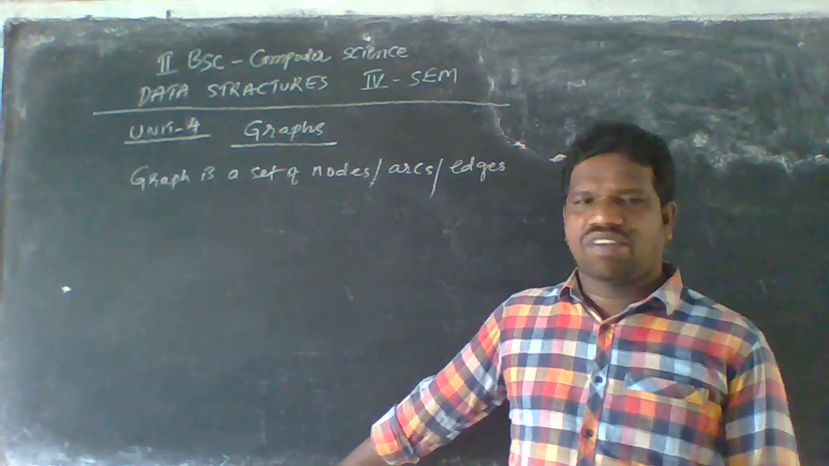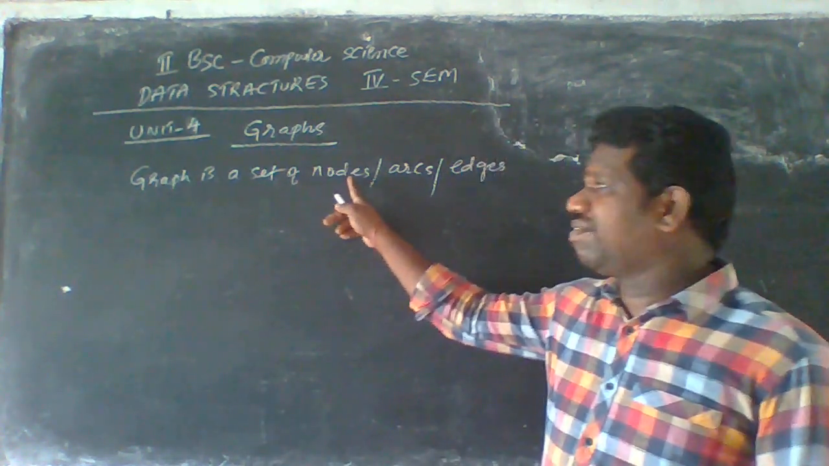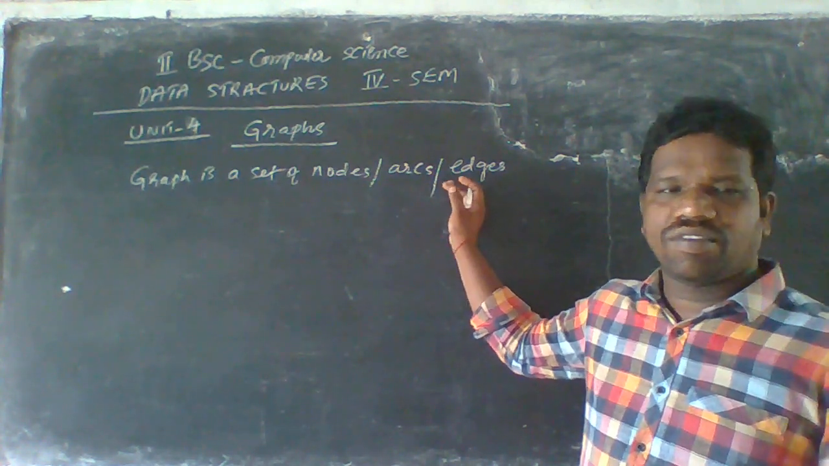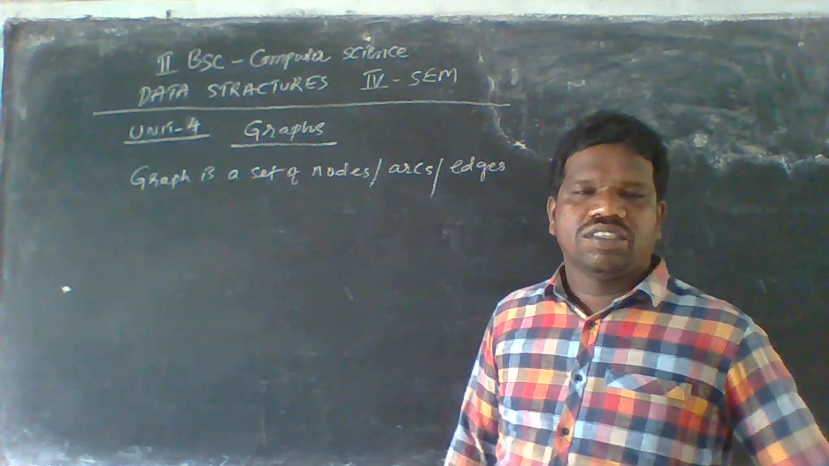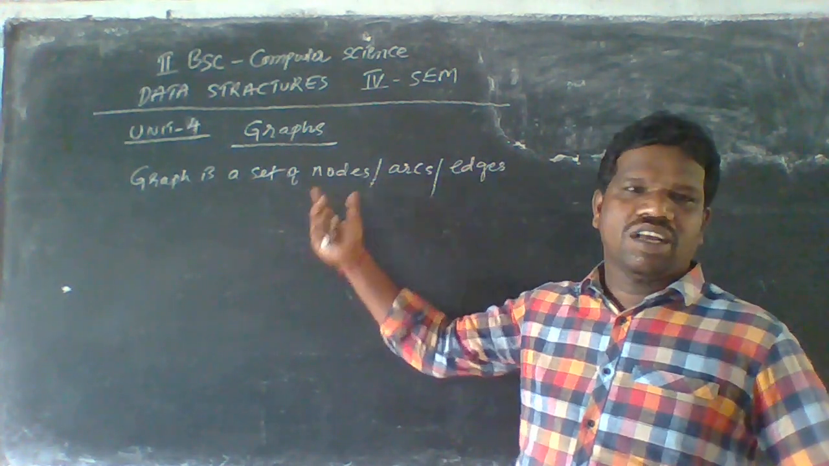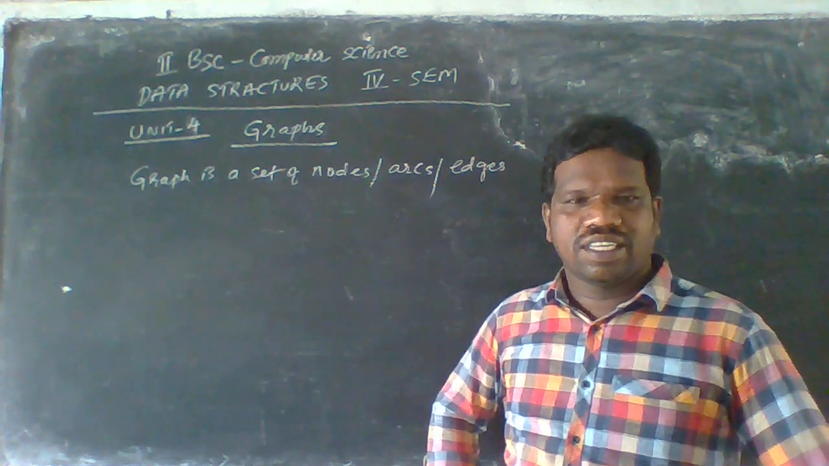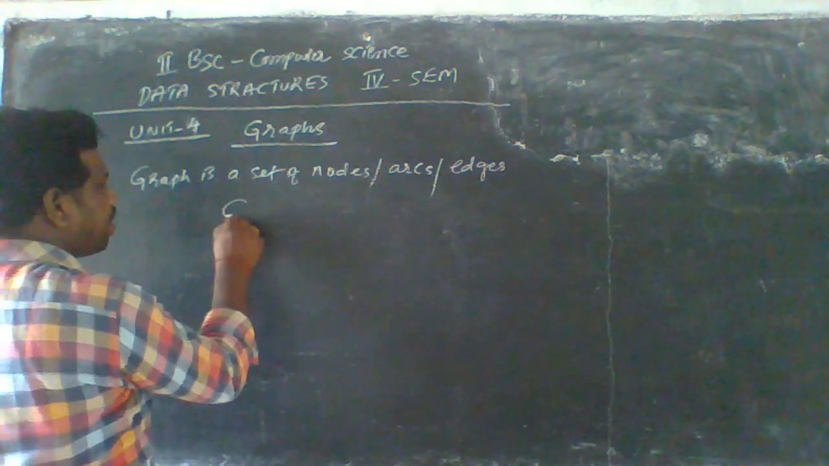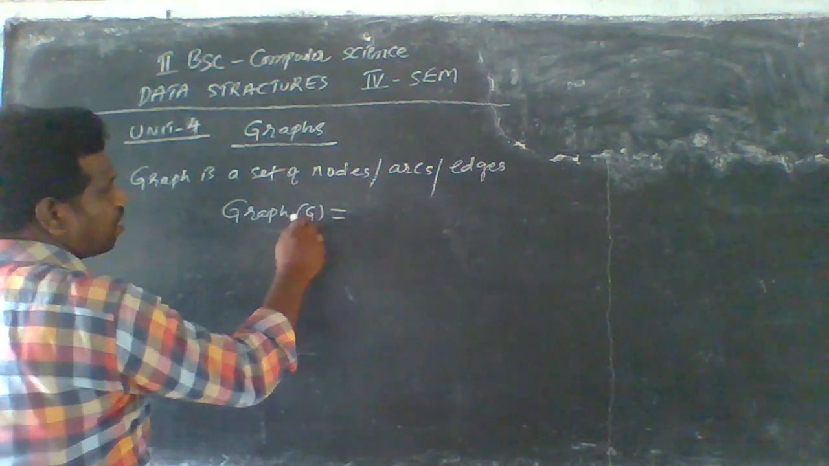So what is a graph? A graph is a set of nodes and arcs or edges. An arc is nothing but an edge. Sometimes we call it an arc, and the edge and nodes here. What is a node? A node is also known as a vertex. A graph can be denoted by the symbol G.